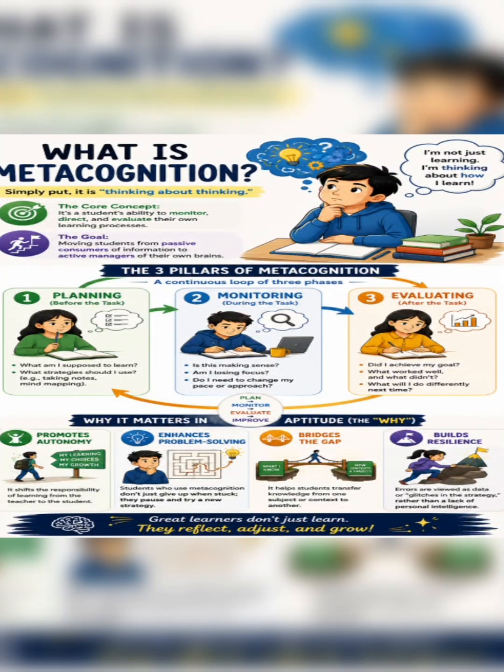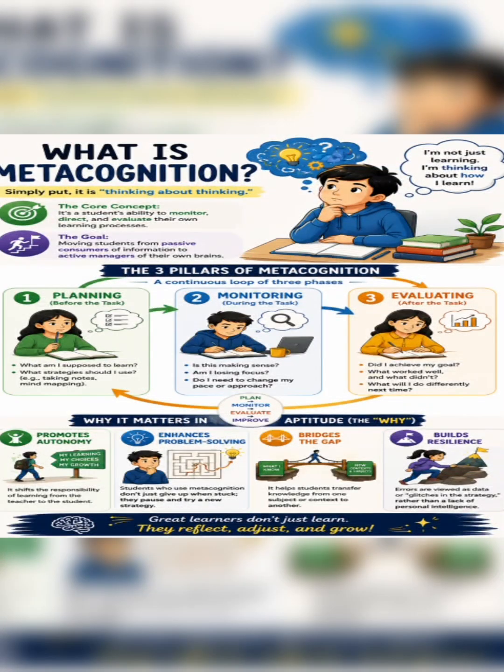As the image states right at the top, we are talking about metacognition. To put it simply, it is thinking about thinking. Look at the illustration of the student in the top right. He isn't just staring at his notes, he is realizing, "I'm not just learning, I'm thinking about how I learn." Today, we are breaking down the core concept, the three essential pillars, and exactly why metacognition is the ultimate game changer for your academic success.